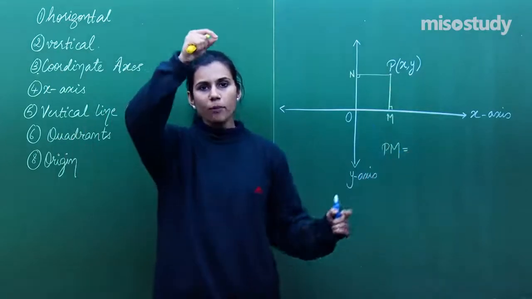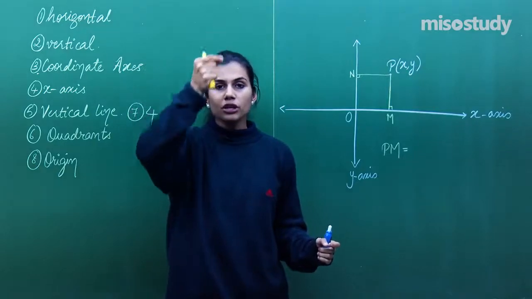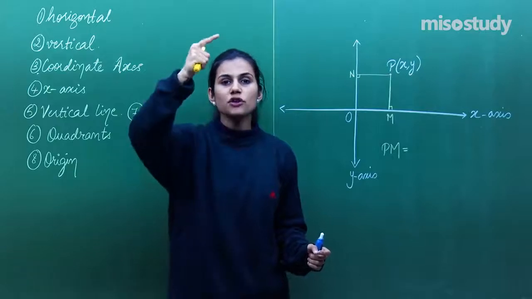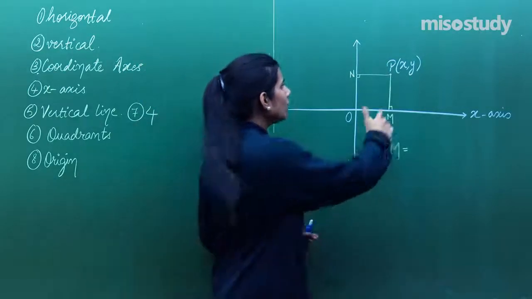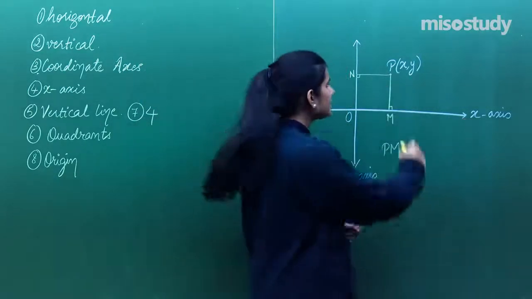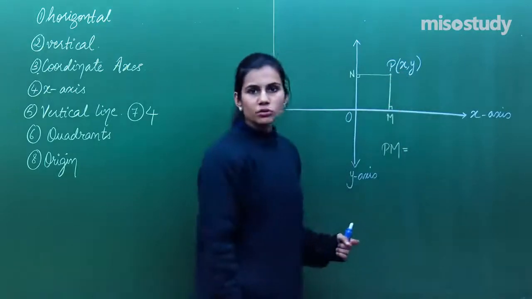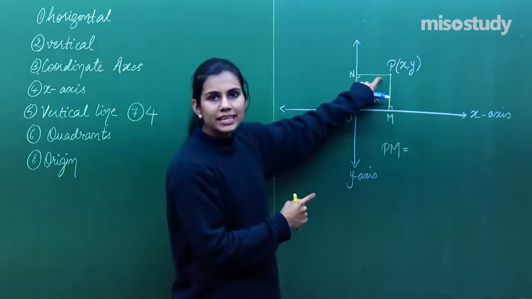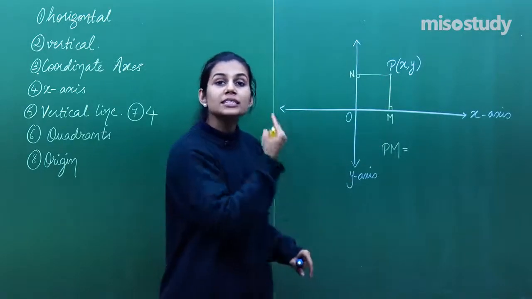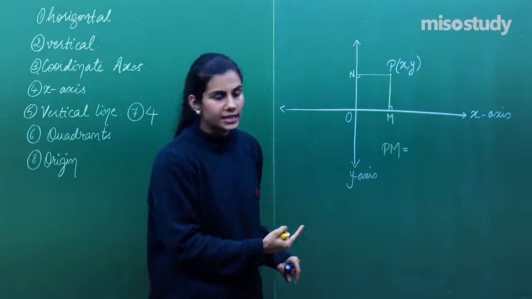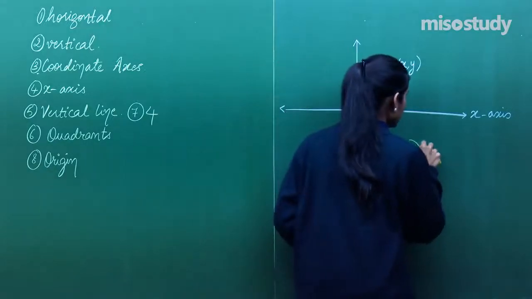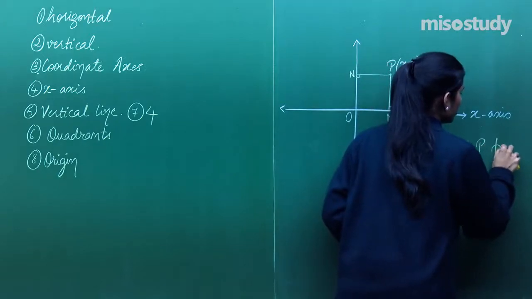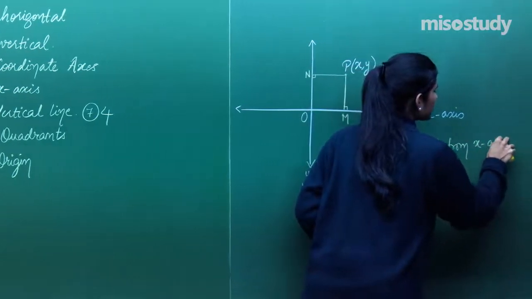When you have a line and a point and you draw a perpendicular from the point onto the line, then the length of that perpendicular is called the distance of the point from the line. Right now, the point is P, the line is the x-axis. I have drawn a perpendicular from P onto the line, therefore the length of the line segment joining P and M is known as the distance of the point P from the x-axis. So this is the distance of P from the x-axis.